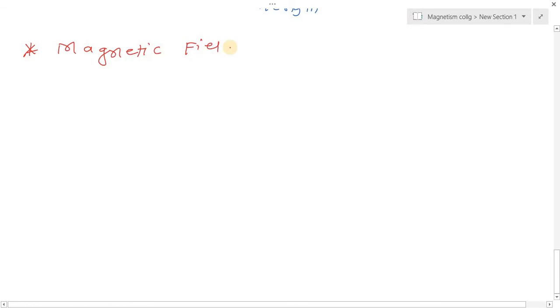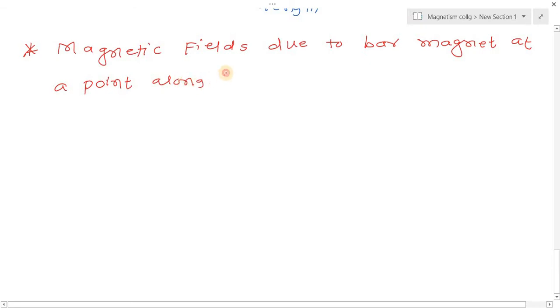Magnetic fields due to a bar magnet at a point along its axis and at a point along its equator.